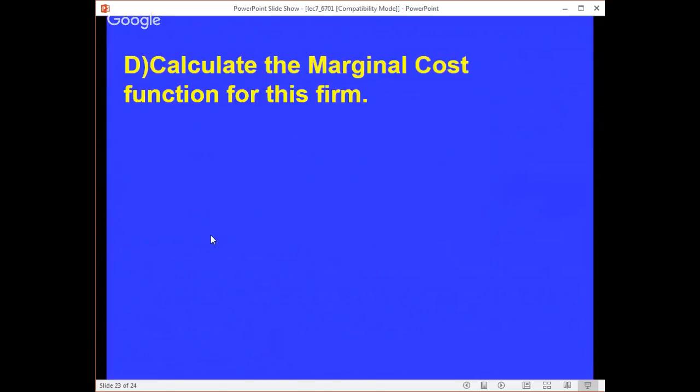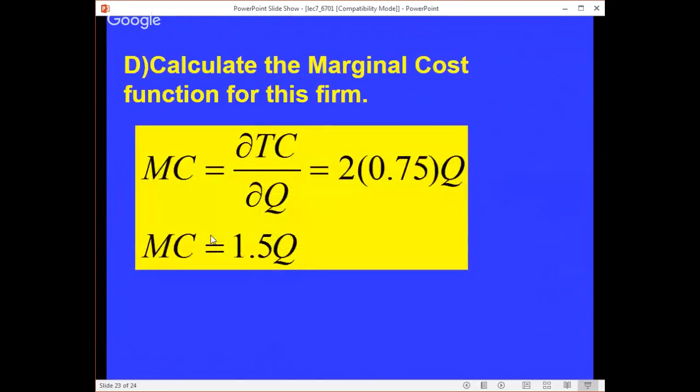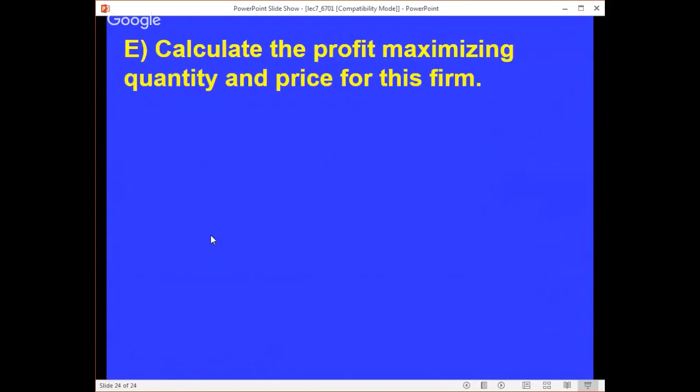Looks like everybody has it. So I take my total cost, I take the derivative, not the partial, the derivative. So I get 2 times 0.75Q or 1.5Q is marginal cost. So now, what I told you to do a while ago is you have the profit function, calculate the profit maximizing quantity of the firm, and the price of this firm once you do that quantity.